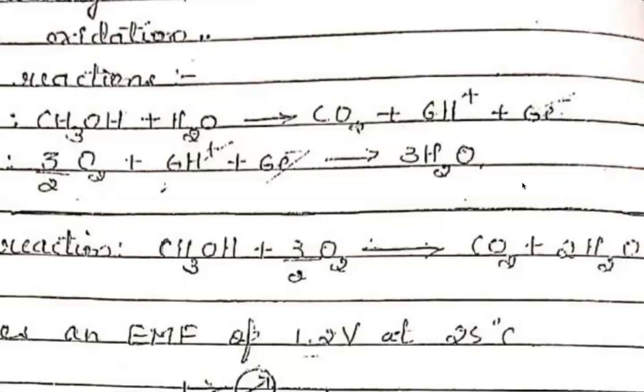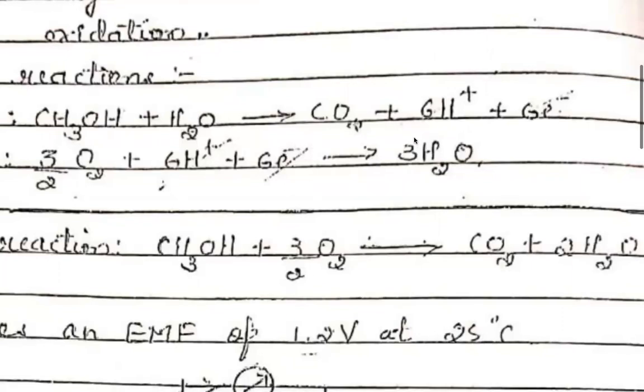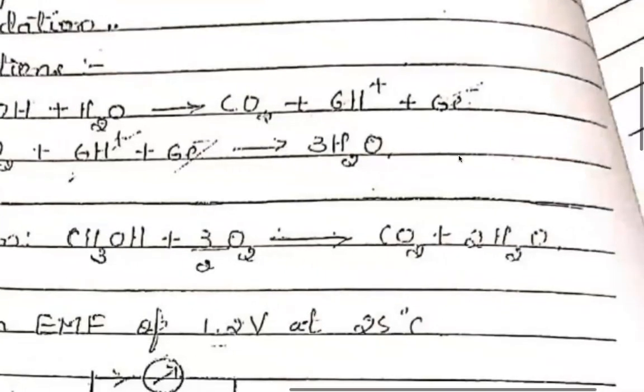And what is the product? It is H2O. So now 6H plus and 6H plus will get cancelled, and 6 electrons will get cancelled. Here I have 1 H2O and here I have 3 H2O, so 3 minus 1, I'll get 2 H2O. So the overall reaction is methanol plus 3 by 2 O2 will give me carbon dioxide plus 2 H2O. Okay, so write down the reaction.